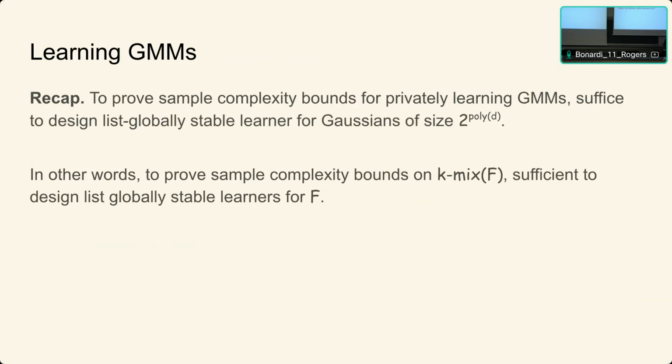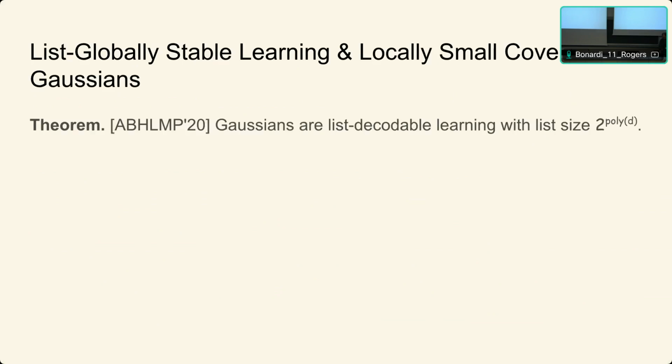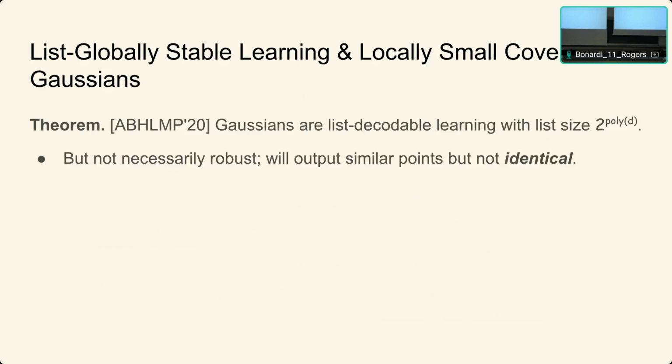Okay, so at least for Gaussians, all you have to do now is design a stable learner for Gaussians with size 2 to the poly D. So I'll just briefly go over that. For this, it turns out that there is a result from 2020 due to myself and some co-authors, which gives a list decodable learner for Gaussians. The list size here is 2 to the poly D. But the issue with this is that it's not necessarily robust. If you analyze the proof, you'll notice that it outputs a lot of similar points, but they're not identical. And in order for us to use a reduction, we need them to be identical.